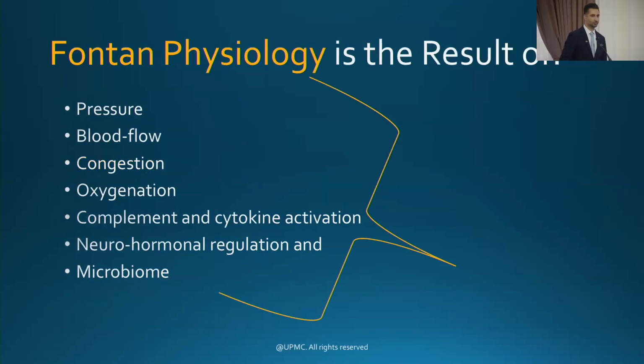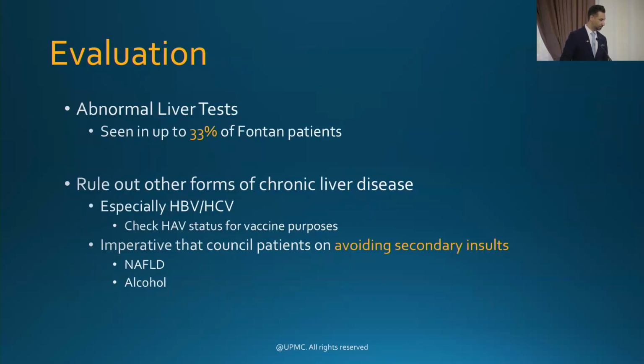So a combination of all of these factors, pressure, blood flow, congestion, oxygenation, complement and cytokine activation, neurohormonal regulation, and even the microbiome, ultimately leads to hepatic fibrosis and portal hypertension. Abnormal liver tests are seen in 1/3 of Fontan patients. It's of course recommended that you rule out other forms of chronic liver disease, especially viral hepatitis, Hep B and Hep C. It's imperative that you counsel patients on avoiding secondary insults.